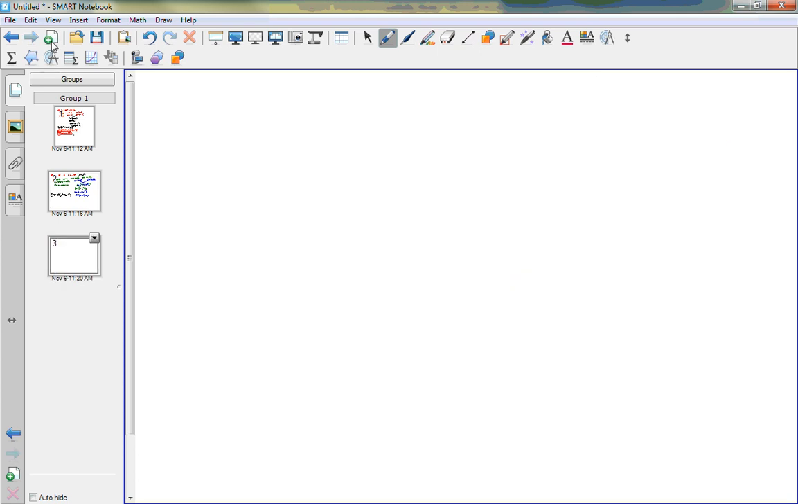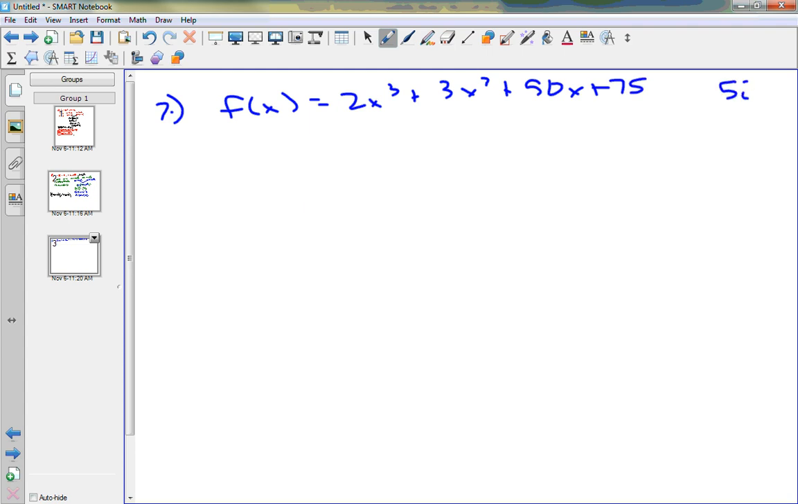I have trouble. 7, 8, 4, 10. Which one? Just do 7, because once you answer one. Number 7, f of x is equal to 2x cubed plus 3x squared plus 50x plus 75. And the 0 they give you is 5i. Didn't we do this in class yesterday? No, we didn't.